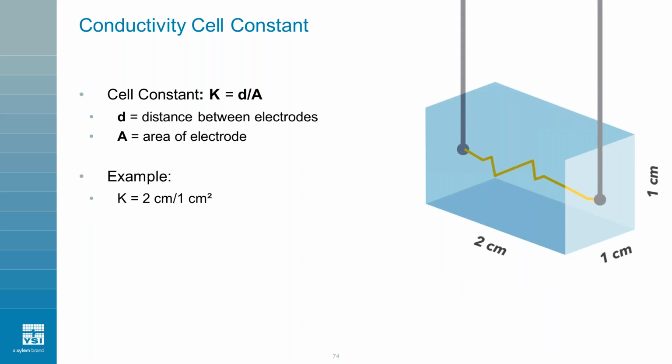And finally, one more example. This conductivity cell is 2 centimeters over 1 centimeter squared. This gives us a cell constant of 2 per centimeter. So this all just goes to illustrate that, again, different conductivity sensors can have different geometries, which can result in different cell constants.